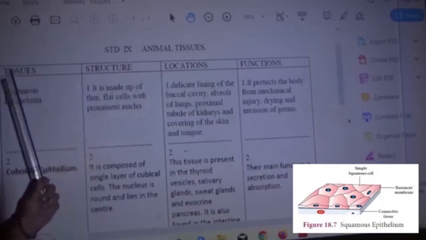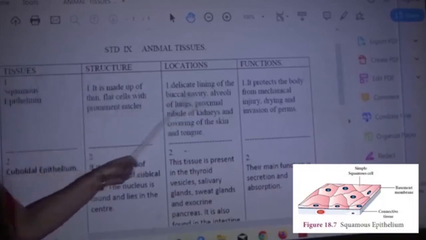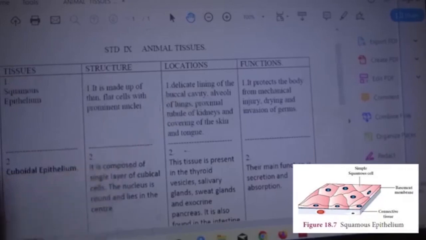Buccal cavity in the mouth cavity. Then the alveoli of the lungs. Alveoli are the structure of the lungs. First, the cartilaginous trachea branches into bronchus and bronchioles. These bronchioles, in turn, are made up of numerous alveoli. And these alveoli are covered by, lined by, squamous epithelium.